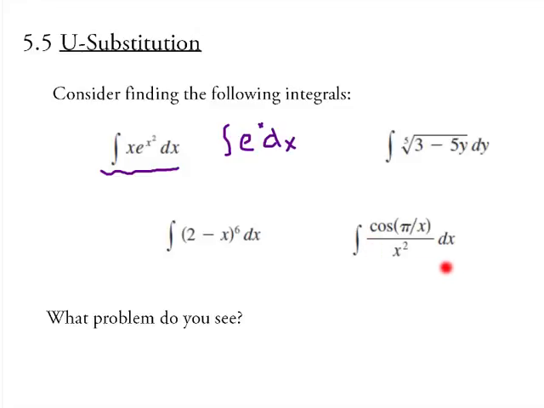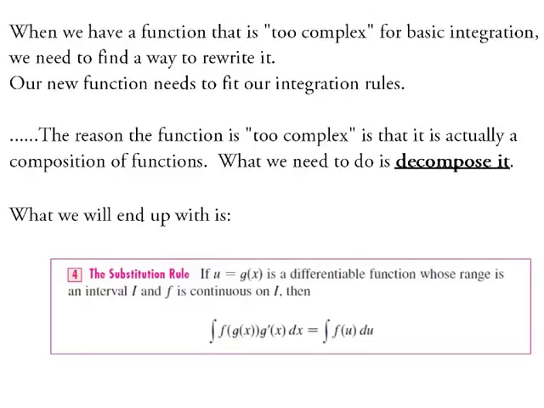And here, I mean, there's just all kinds of problems with this one, right? You have cosine of an angle that's not just a letter, plus you have this in the denominator. So there are a lot of things in these integrals that make them a little bit too complex for the rules that you have right now. So pause if you want to read everything that's on this page. What this all boils down to is if there's too much stuff in the integral, if you can't use your basic integration rules, you have to find a way to rewrite it.